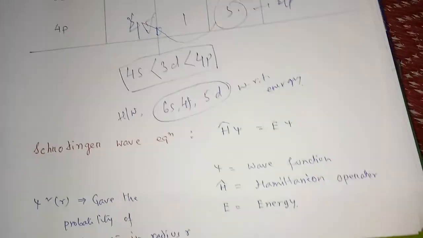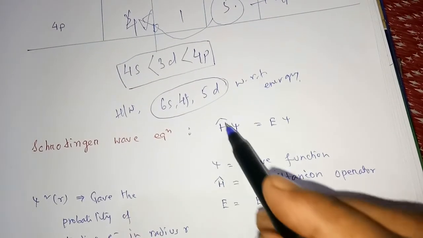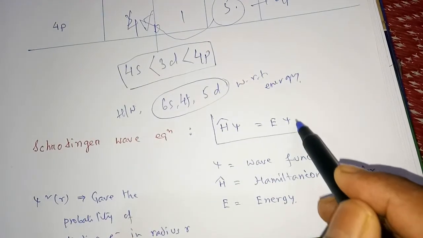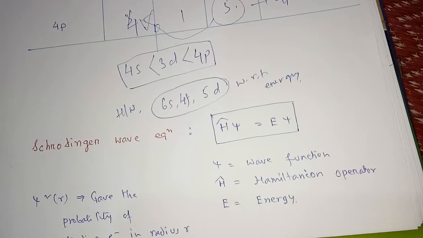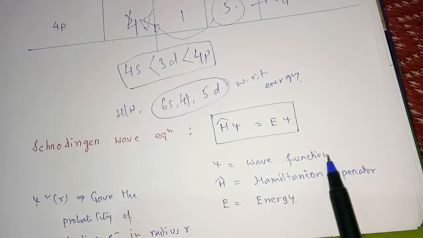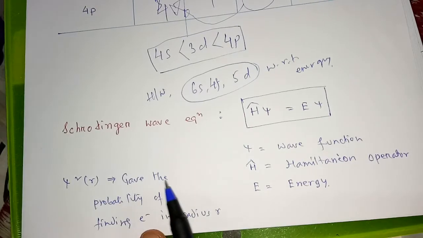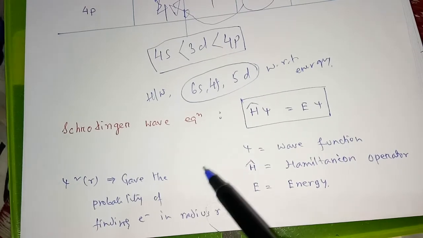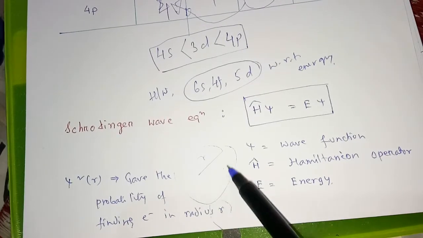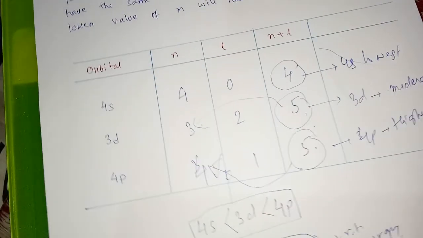After that, one equation is given. This is called the Schrodinger wave equation. This is a long equation, actually 6 to 7 pages to solve. Only the final equation is given: h cap psi is equal to e psi, where psi is the wave function, h cap is the Hamiltonian operator, e is the energy. Another point that I want to tell you, psi square r, you will get somewhere in the book, gives the probability of finding an electron in a radius r. If this is the radius r, then what is the percentage of getting the electron? That is given by psi square. Now the Schrodinger wave equation is not in your syllabus, I have just given the equation, you go through this.